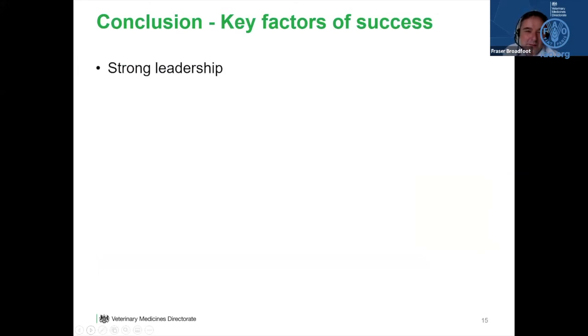So just to finish off, to conclude on what the key factors for success are, certainly for the UK, and I think some of these are common factors that other countries will find as well. Certainly strong leadership is important, and that includes leadership from the government, but also leadership from the sectors. And certainly in the UK, we have had strong leadership from sectors like the pig sector and the poultry sector, as I've explained during this presentation.